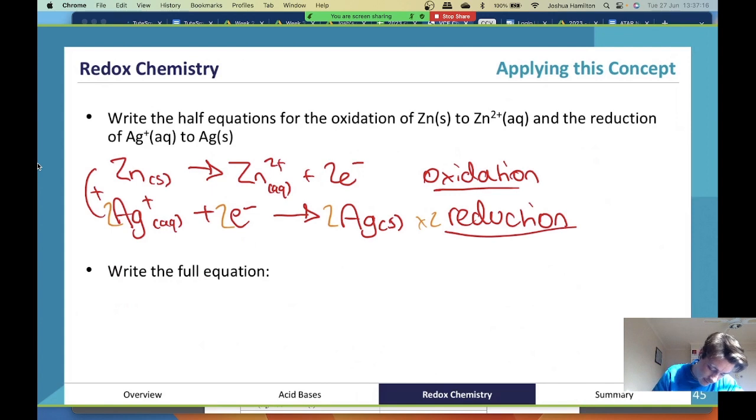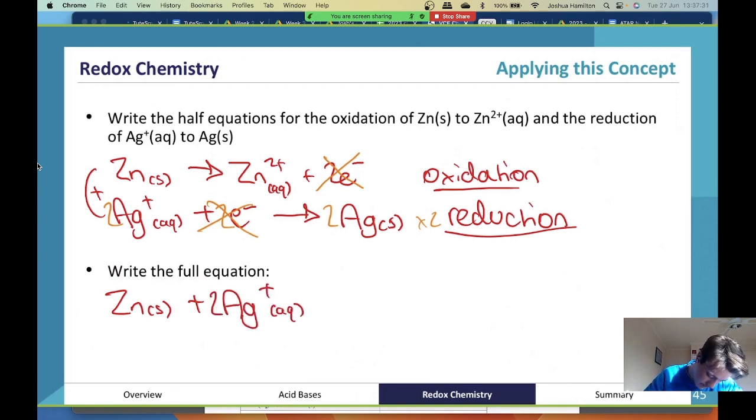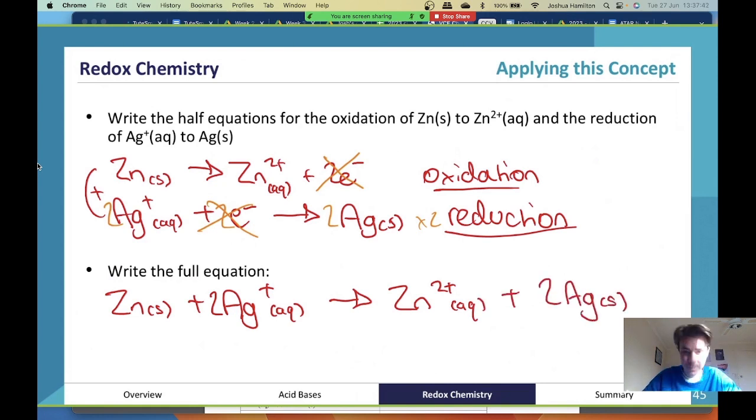In doing that, that goes and that goes. They balance each other out. So my overall equation is going to be zinc solid plus 2 Ag+ aqueous goes to Zn2+ aqueous plus 2 Ag solid. And that there is my full redox equation. That is what's going on there.